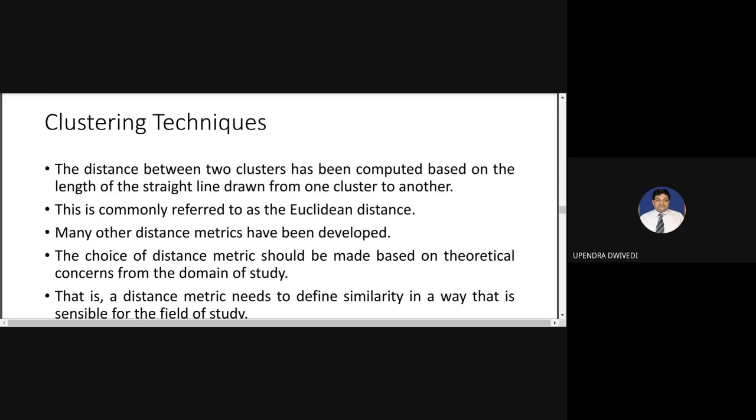Clustering techniques: the distance between two clusters is computed based on the length of a straight line drawn from one cluster to another. So that can be one basic assumption. If we are able to identify the distance between two different objects, then we can identify the correlation between the objects. The objects which have less distance compared to other objects can be grouped together. This is called the Euclidean distance because it is computed as a Euclidean, and this is the straight line that we have computed for our x and y axis.